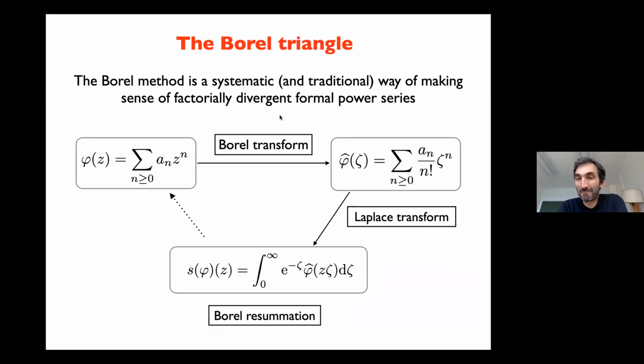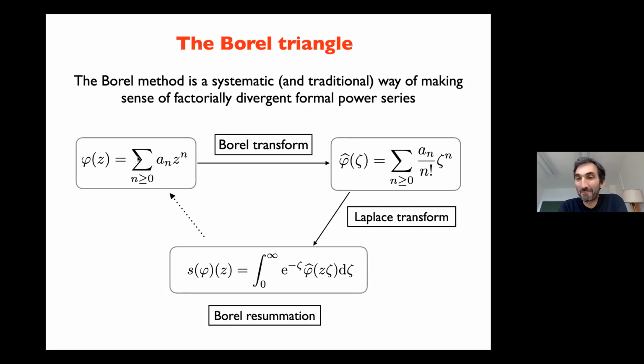Okay, so what is the starting point? Well, as usual in resurgence theory, our starting point is going to be the Borel method, which is a systematic and traditional way of making sense of factorially divergent formal power series. I think I have already presented this slide many times, but let's go through it for those of you who are not familiar, and also to fix some notation.